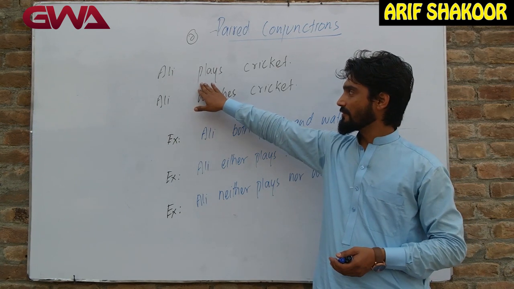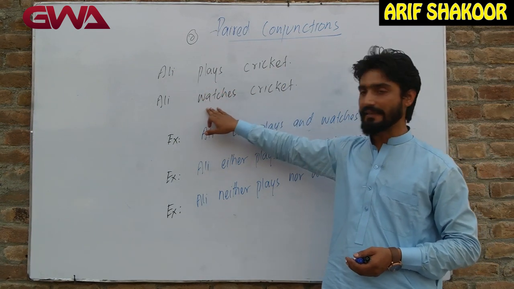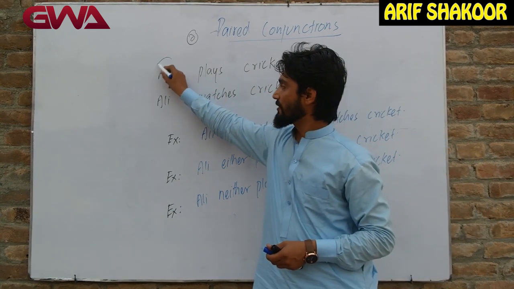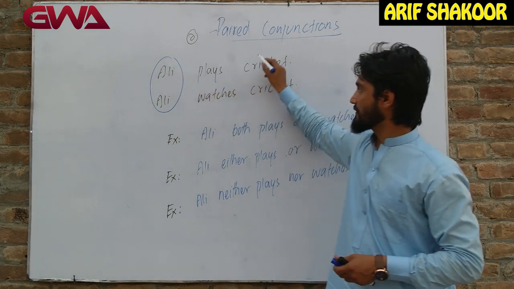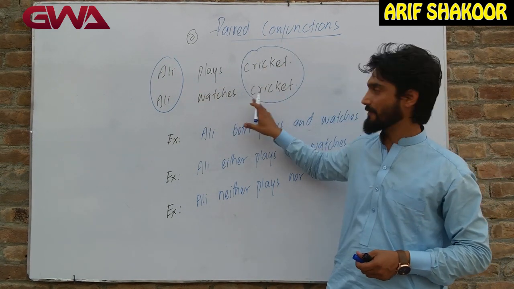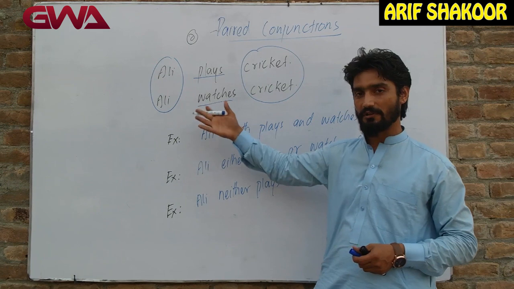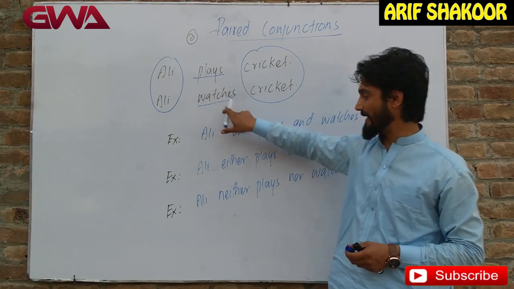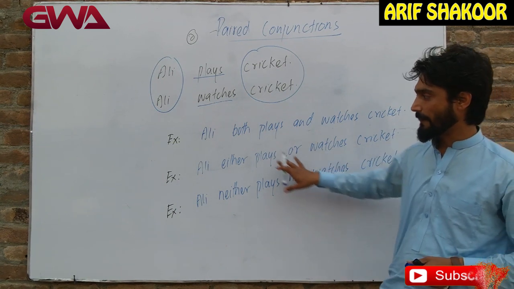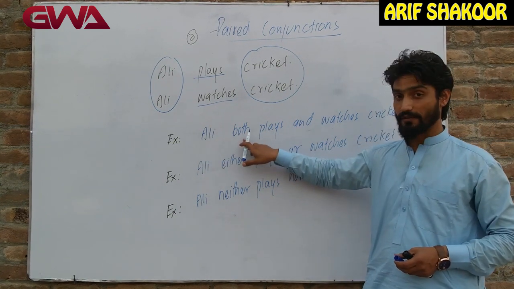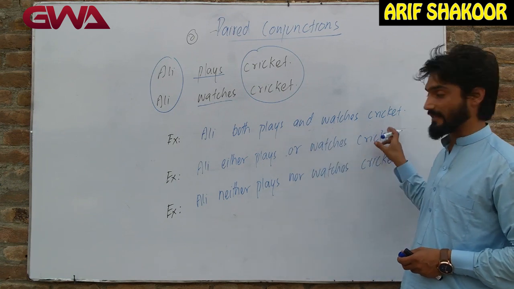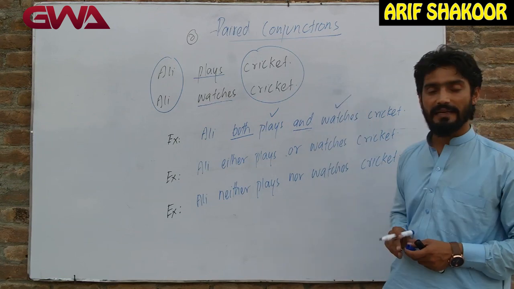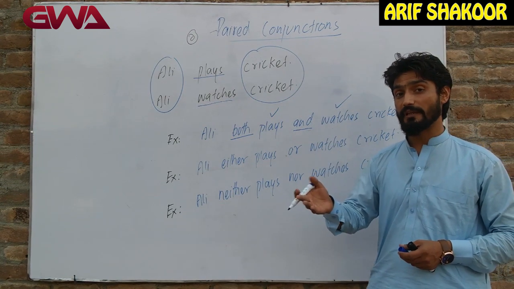Examples. Ali plays cricket. Ali watches cricket. Now, in these two examples, we have Ali in common, cricket in common. Plays and watches are two different actions. So we are going to combine these two verbs with the help of paired conjunctions. Number one, Ali both plays and watches cricket. Both and. It means Ali plays and watches cricket. He performs both actions.